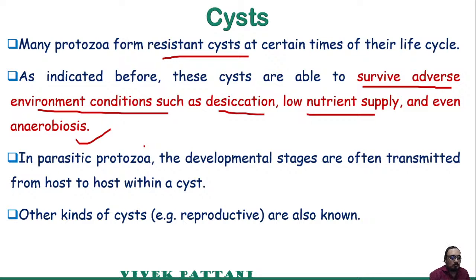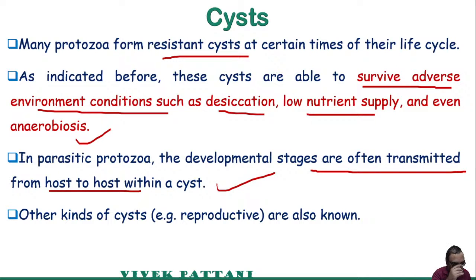Although all of the protozoa are basically aerobic ones, this is how the cyst helps the protozoa to survive adverse conditions of desiccation, where there is a low amount of water, low amount of nutrients, and even when the oxygen concentration in the environment is very low. The cyst forms.